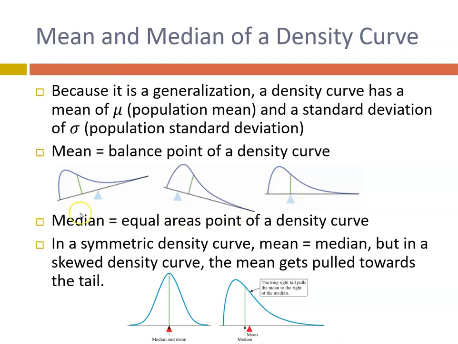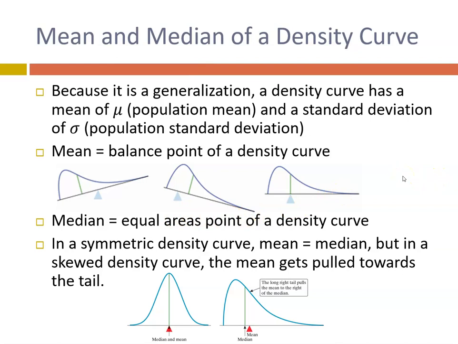Now the median of your density curve is going to be the place where the equal areas point, right? It's the point that divides the area under the curve in half. So not necessarily at the peak, especially if it's not a symmetric curve. The median might not be right there.